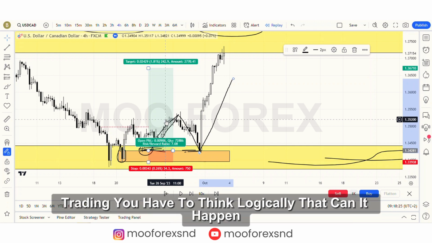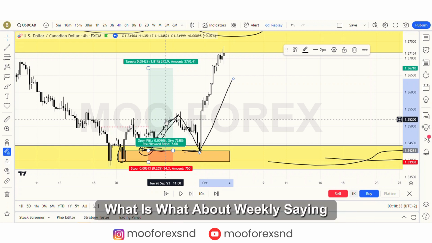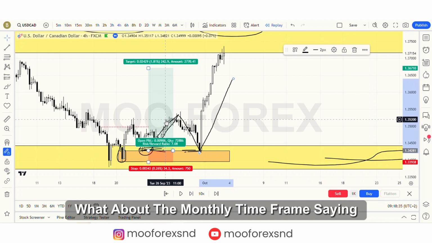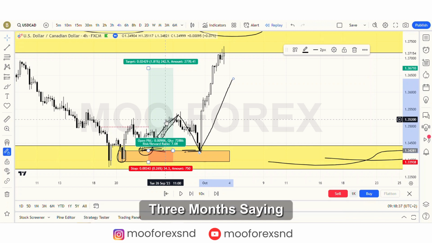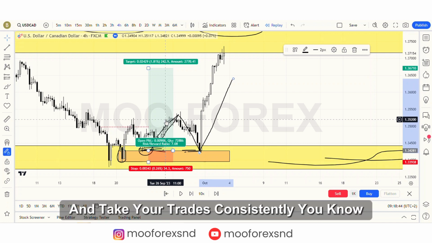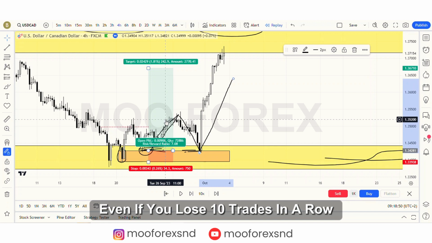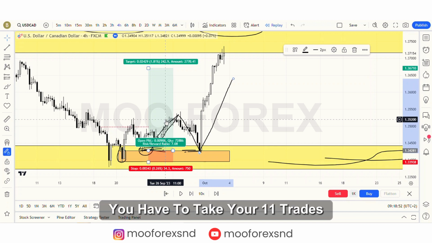In trading, you have to think logically: can it happen? Is there any place price can go up? What about the weekly saying? What about the monthly time frame saying? What about the 6-month, 3-month saying? You have to analyze the market logically and take your trades consistently. Even if you lose three trades in a row, you have to take the fourth trade. Even if you lose 10 trades in a row, you have to take your 11th trade.